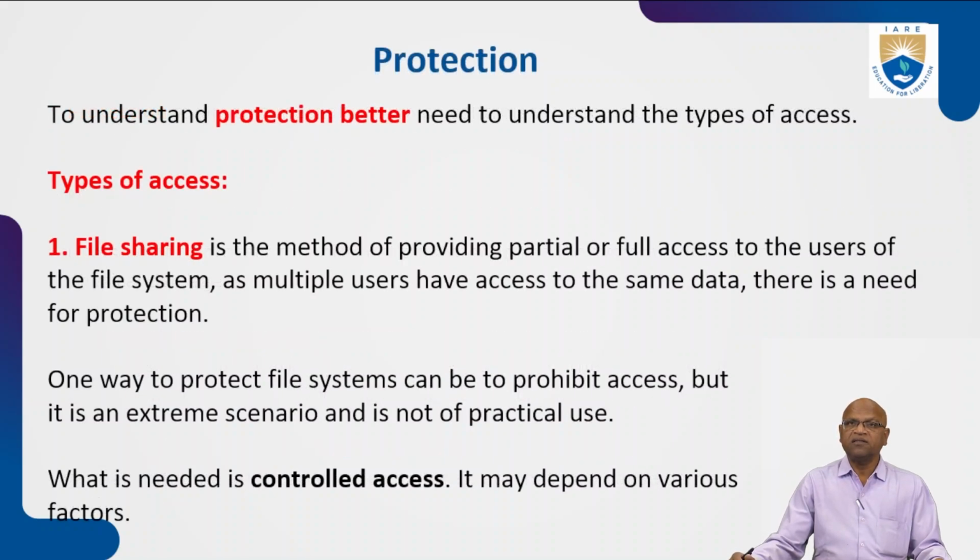So to understand protection better, we need to understand the types of access to the file. In types of access, there is file sharing. Once we share the file, the other user can open the file if access is granted. So file sharing is the method of providing partial or full access to the users of the file system. As multiple users have access to the same data, there is a need for protection. One way to protect the file system can be to prohibit access, but it is an extreme scenario and not practical to use. So what is needed is controlled access.